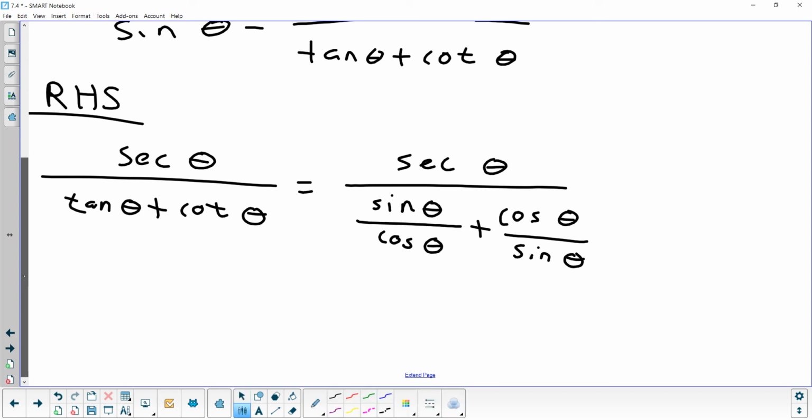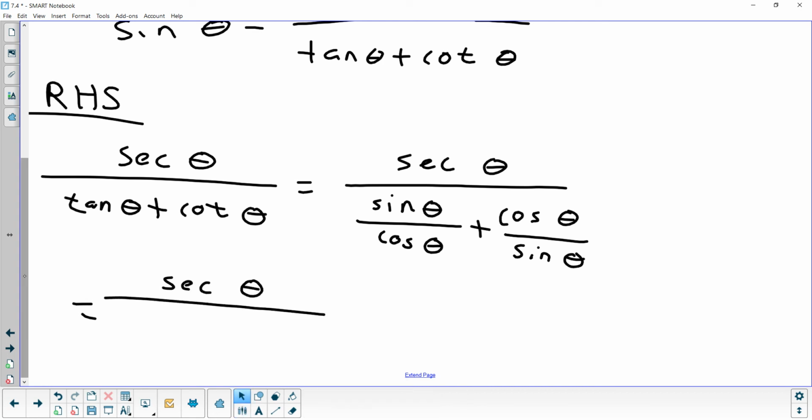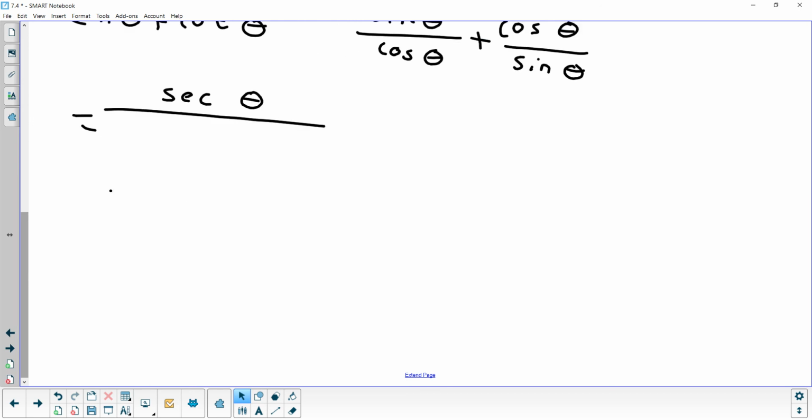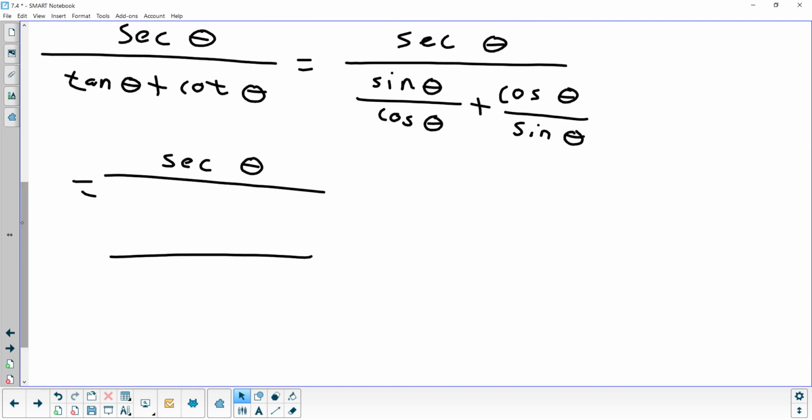So at least I have a direction I think I'm going in. If I decide it's not looking great, I'm just going to stop and maybe try something else. Again, I'm just keeping the top the same. I think I'm going to end up changing it to 1 over cosine, I'm just not sure yet. What is my common denominator in the bottom? Cosine times sine, or sine times cosine, however you want to write it.